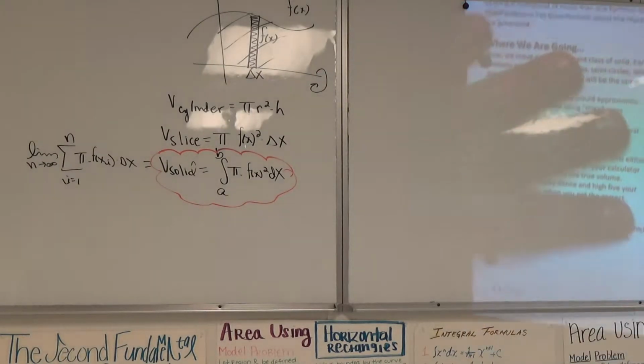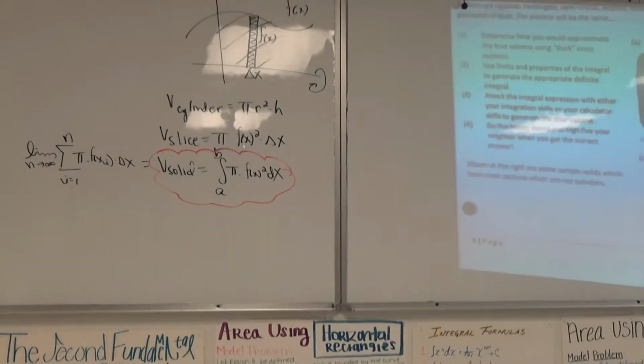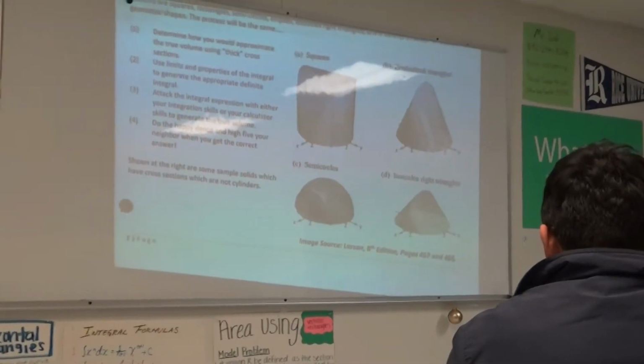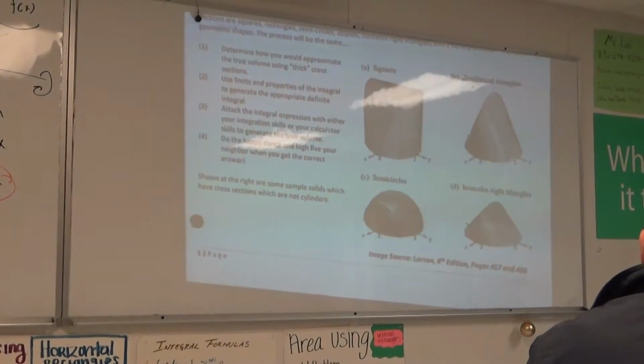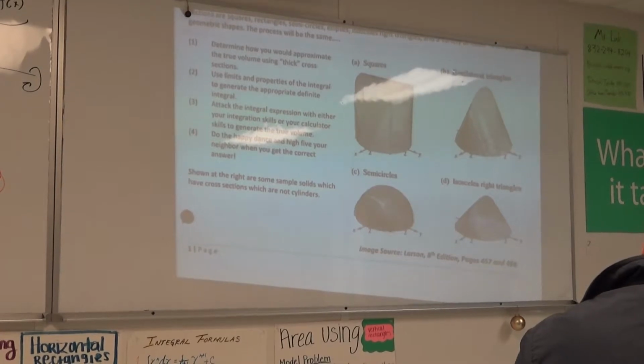Where are we going? Now we move into a different class of solids. For the next few days we will explore solids whose cross sections are squares, rectangles, semicircles, ellipses, isosceles right triangles, and a variety of friendly geometric shapes. The process will be the same.